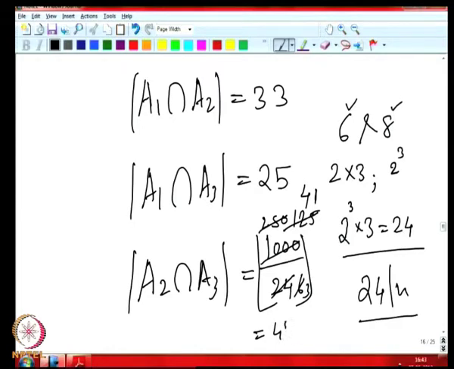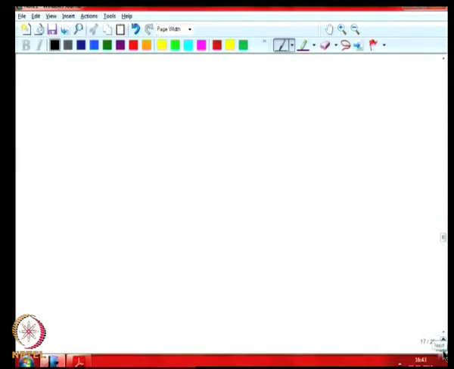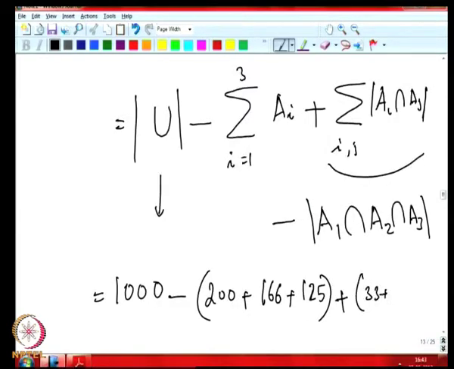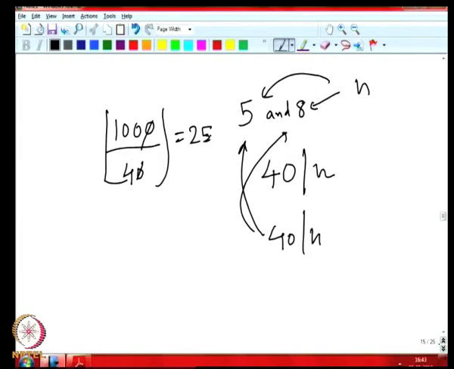So, we get the cardinalities of the intersection of every pair. Now, we substitute 33, 25 and 41 in the formula, and for the final term you have to subtract the numbers which are divisible by all 3 of them. It should be divisible by 5, by 6, and by 8. That is equivalent to the numbers which are divisible by 5 into 3 into 8, that is 120, right.